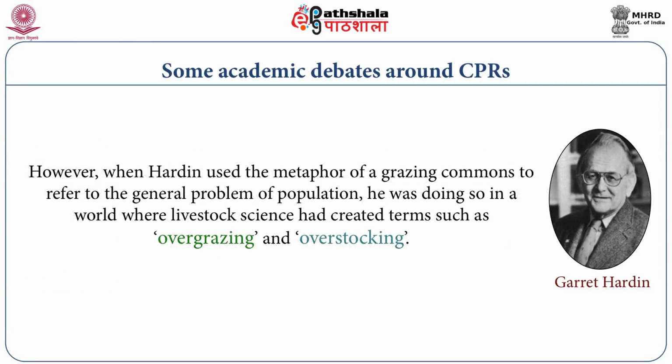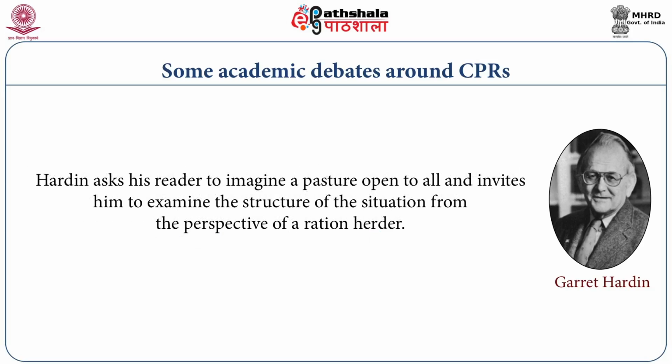However, when Hardin used the metaphor of grazing commons to refer to the general problem of population, he was doing so in a world where livestock science had created terms such as overgrazing and overstocking. Hardin asks his reader to imagine a pasture open to all and invites him to examine the structure of the situation from the perspective of a rational herder. Supposing each herder would receive a direct benefit by adding one more animal on pasture and increasing his herd, and bears deferred costs from gradual deterioration of grazing due to overgrazing.